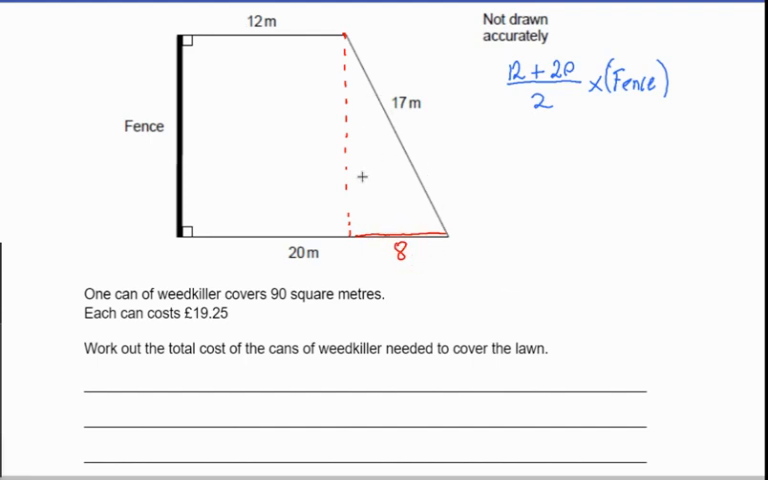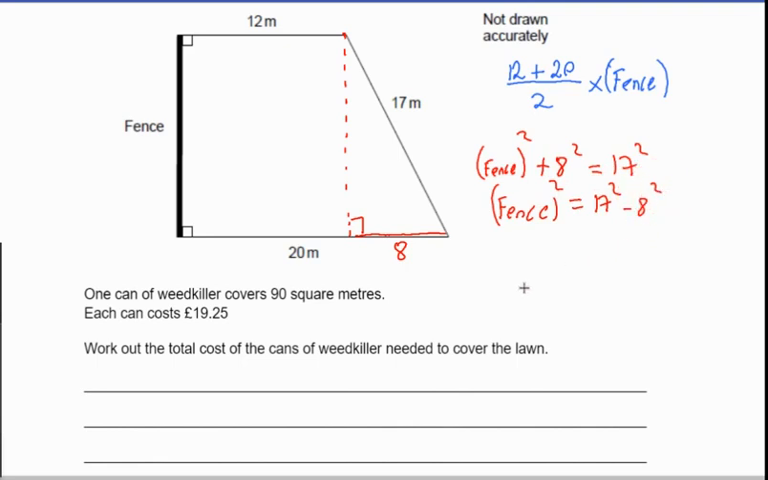So I've now got a right angle triangle, and I can use Pythagoras' theorem to work out what the length of this red line is going to be. So let's just call this, well, it's actually the length of the fence. So the length of the fence squared plus 8 squared is equal to 17 squared, using a squared plus b squared equals c squared. And then I'm going to rearrange it because I'm working out a shorter side, I'm subtracting. So my fence squared is equal to 17 squared, take away 8 squared.